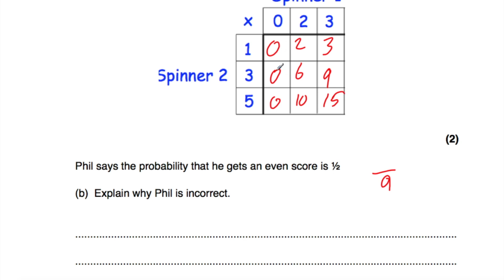So it's going to be 6 out of the 9 outcomes. So the probability of getting an even number is 6 out of 9. And we could leave it like that if we wanted to, and we know that's not equal to a half. Or we could cancel it down. Both of these numbers are divisible by 3.